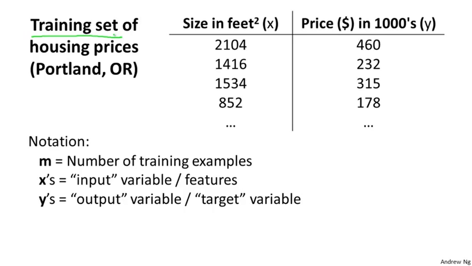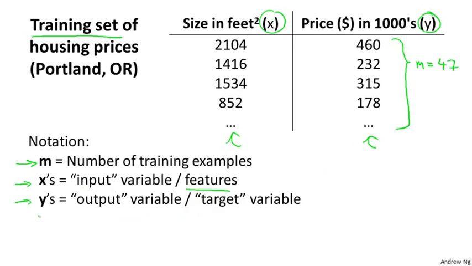So I'm going to use lowercase m throughout this course to denote the number of training examples. So in this data set, if I have, let's say, 47 rows in this table, then I have 47 training examples, and m equals 47. I'm going to use lowercase x to denote the input variables, often also called the features. So that'll be the x's here, our input features. And I'm going to use y to denote my output variables, or the target variable which I'm trying to predict. And so that's this second column here.